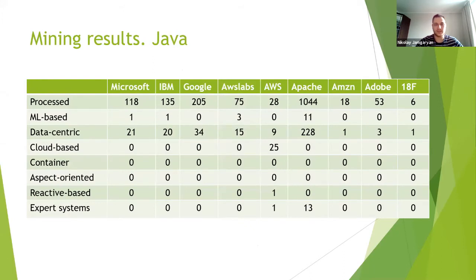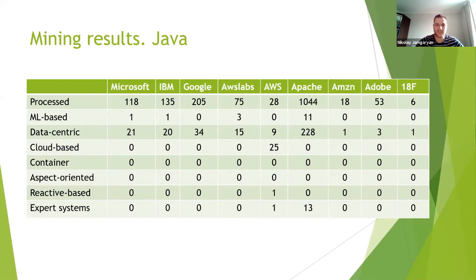Here I would like to show the results for other styles without going deep into the framework side. So here we can see that data-centric style is the outlier style because it's applied almost everywhere, with Microsoft, IBM, Google, and Apache being the most frequent users. We can also see that other styles weren't applied in any repositories of other companies, with such exceptions as cloud-based and AWS company. We can observe 25 repositories there, and with expert systems and Apache.